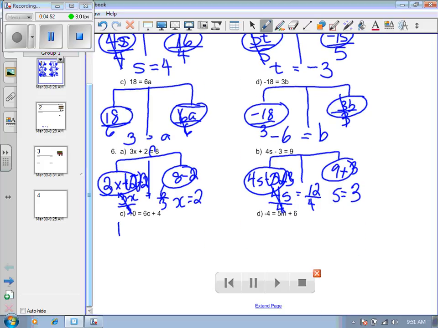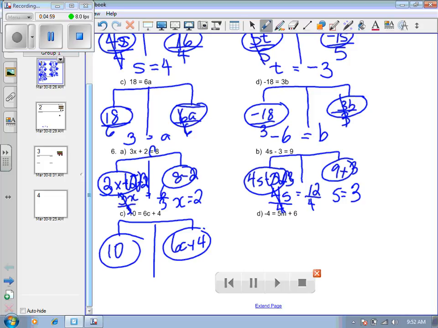Okay, now I've got another scale over here. We have 10 on this side. We have 6c plus 4 over here. I want to get rid of the plus 4 first, so what do I do? Subtract 4. Whatever I do to one side, I have to do to the other side. 10 minus 4 is 6. These guys cancel out, leaving me with c. Now I have to get rid of this 6, so it reads 6 times c, so the opposite is to divide. These guys cancel out, leaving c equals 1.